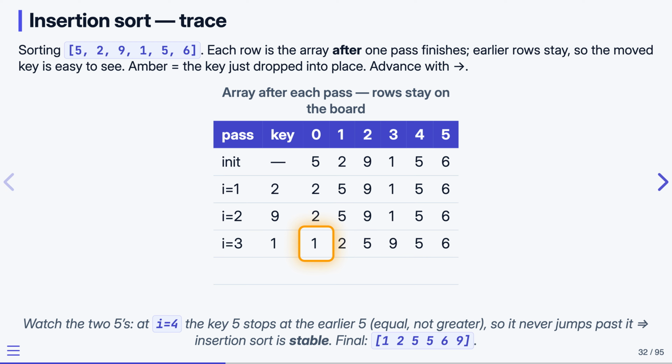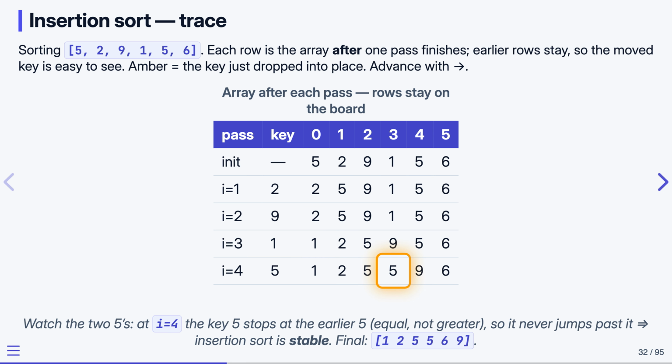Third pass, I equals 3. The key is 1. 1 is smaller than everything before it, so 9, 5, and 2 all shift right and 1 lands at index 0, the amber cell. The row is now 1, 2, 5, 9, 5, 6.